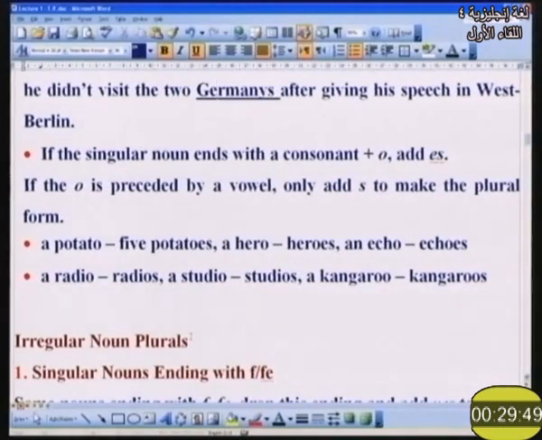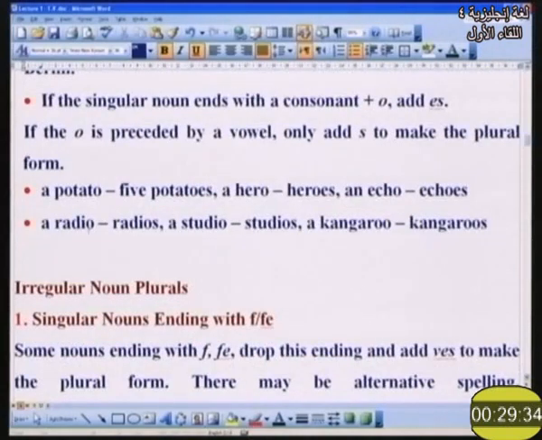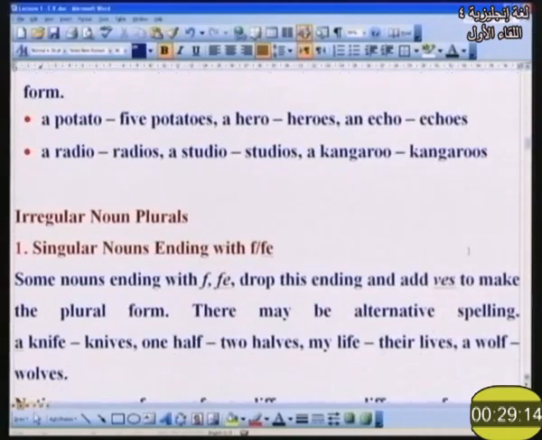What happens if the O is preceded by a vowel? We just add an S without an E. If the O is preceded by a vowel, only add S to make the plural form. A radio, radios. Why? Because it is preceded by an I, and I is a vowel in English. Like studio, studios, it's preceded also with an I. Kangaroo, it's الكنغر, okay? It's preceded by another O. So we just add an S without an E. Okay?